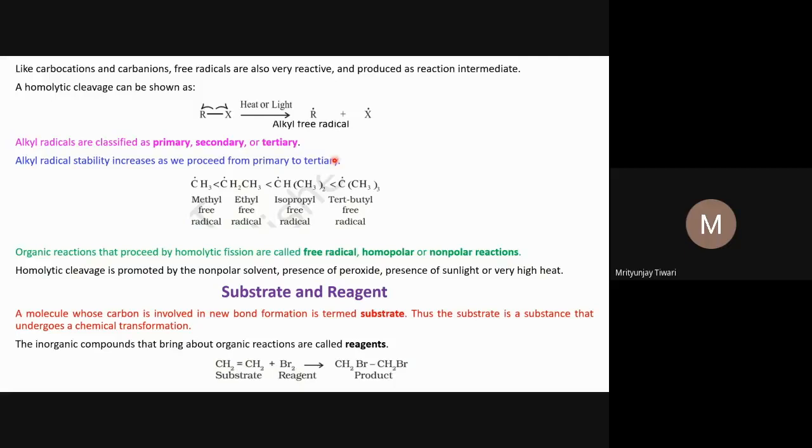To understand that, you have to understand the conditions under which homolytic or heterolytic cleavage of an organic molecule will happen. Any conditions which favor the homolytic cleavage, free radicals will be formed as intermediate, and the conditions which favor the heterolytic cleavage, carbocations or carbanions will be formed as intermediates.